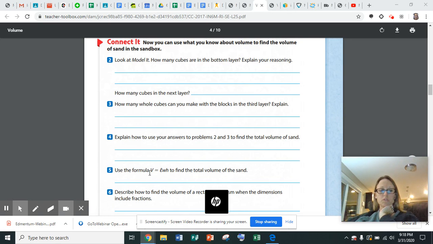Then you use the formula volume equals length times width times height to find the total volume of the sand.